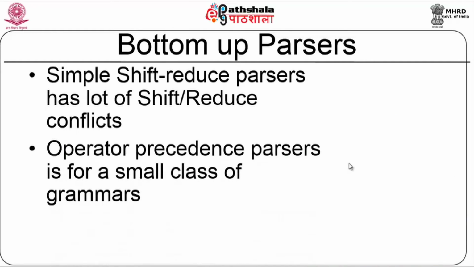The next bottom up parser, which is an operator precedence parser, is for a small class of grammar. It cannot parse any grammar. Therefore, this is a drawback of the operator precedence parser. So, therefore, we normally go for LR parsers.